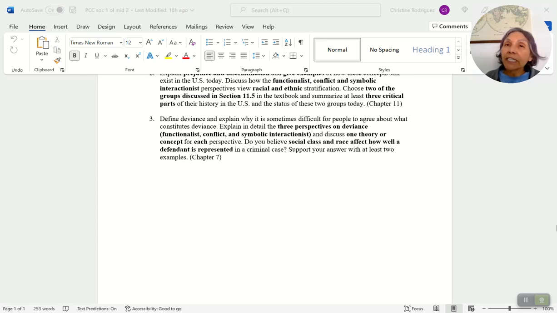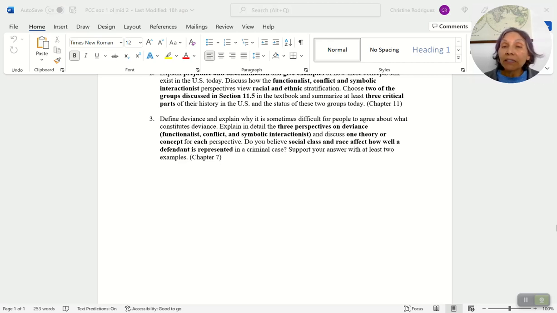Also, I ask you to explain in detail the three perspectives on deviance: functionalist, conflict, and symbolic interactionist, again discussed in the textbook in a lot of detail, and discuss one theory or concept for each perspective. So in the discussion, there are at least a couple of theories that are discussed for functionalist and for symbolic interactionism, and for conflict perspective, there's a discussion about Marx's work upon which it is based. So one for each of those three.